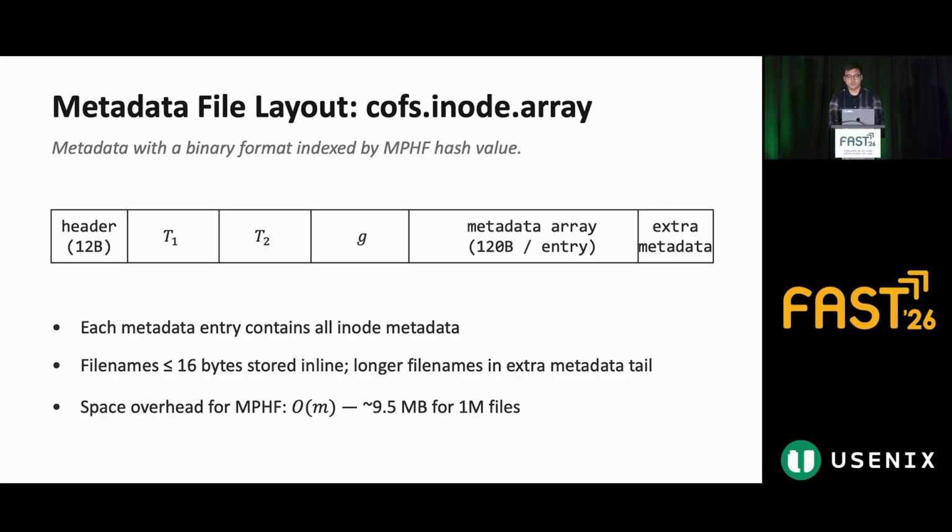And if a file name is 16 bytes or shorter, it will be stored inline in the entry, or if longer, we will store it in the last section, the extra metadata here. And the total space complexity will be O(M), which is about 9.5 megabytes for a million files.